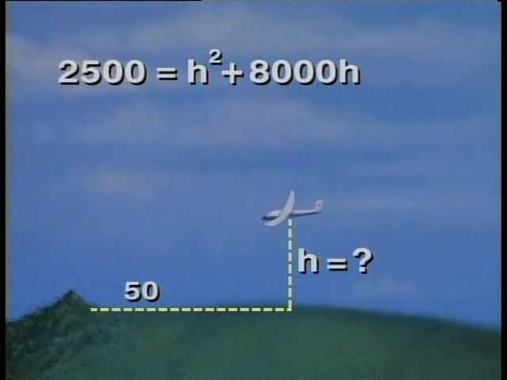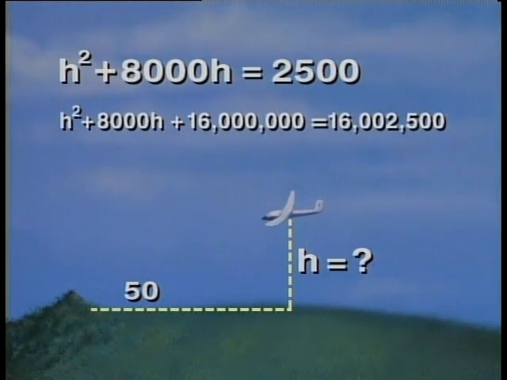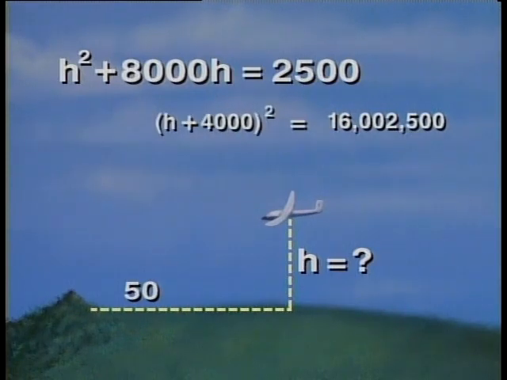First, let's rearrange the equation. Dividing the coefficient 8,000 by 2 gives us 4,000, and squaring that gives us 16 million. Adding this to both sides allows us to factor and then apply the square root property.